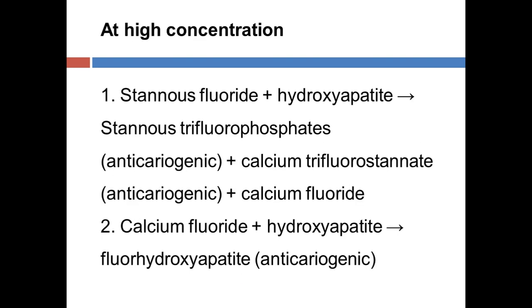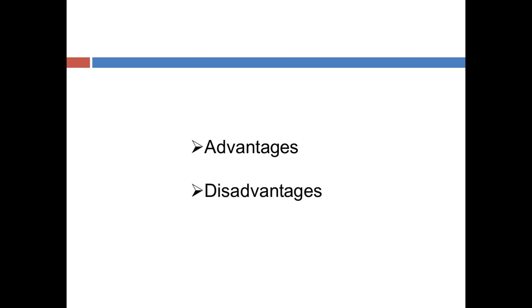At high concentrations, what's happening? Stannous chloride and hydroxyapatite react to form stannous trifluorophosphate, and additionally calcium trifluorostanate. Both are anti-carcinogenic, and additionally calcium fluoride will be formed. This calcium fluoride, which is also formed in low concentrations, reacts with hydroxyapatite as in the diagram shown for the low concentrations, which leads to formation of fluorhydroxyapatite, which is anti-carcinogenic.